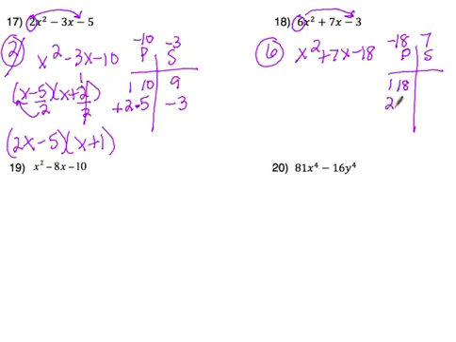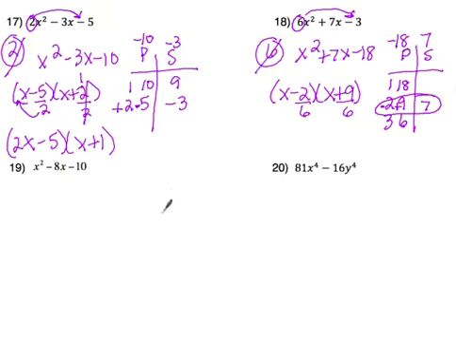So I have 1 and 18, 2 and 9, 3 and 6. Well, 2 and 9 have a difference of 7, so that's the one I'm going to pick. Okay, and I need more positives because that's a bigger number. So the 9 is going to be positive and my 2 is going to be negative. So I get x minus 2 and x plus 9. But I'm not done because I have to divide out that 6. So divide out the 6, divide out the 6, cross it out as soon as you do that.